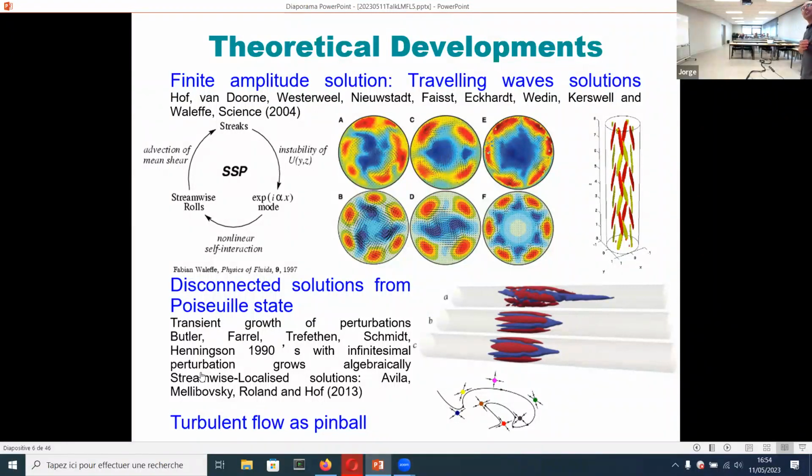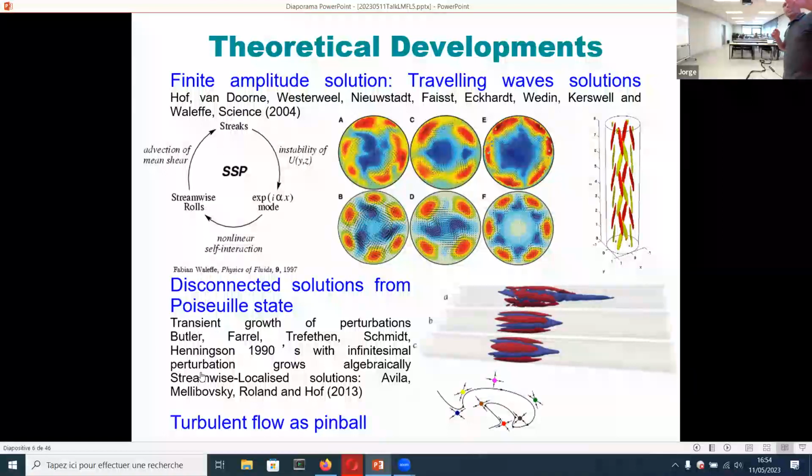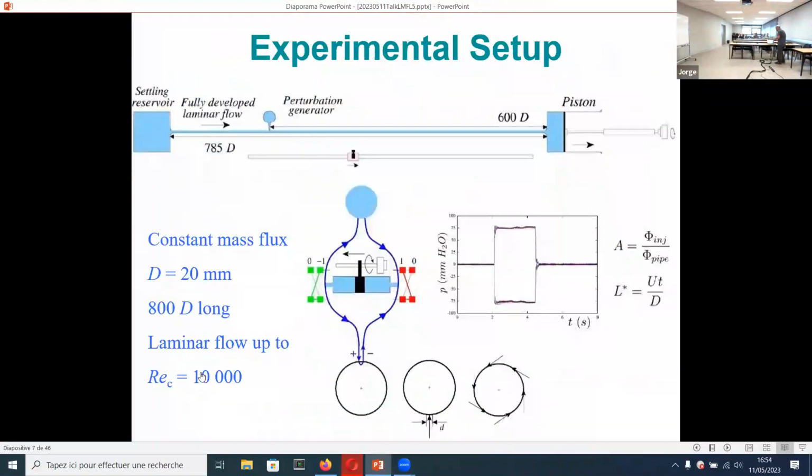And so these solutions have been thought of as solutions where, when you have a puff, you have in phase space the trajectory of the lifetime of a puff passing through the different states, and they called it the pinball turbulent flow. So it was very exciting, and I was hired as a postdoc to do experiments in Manchester.